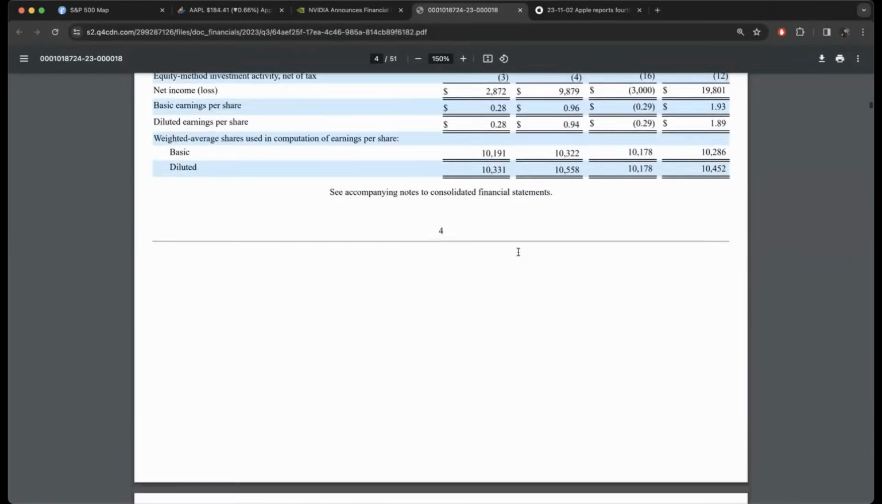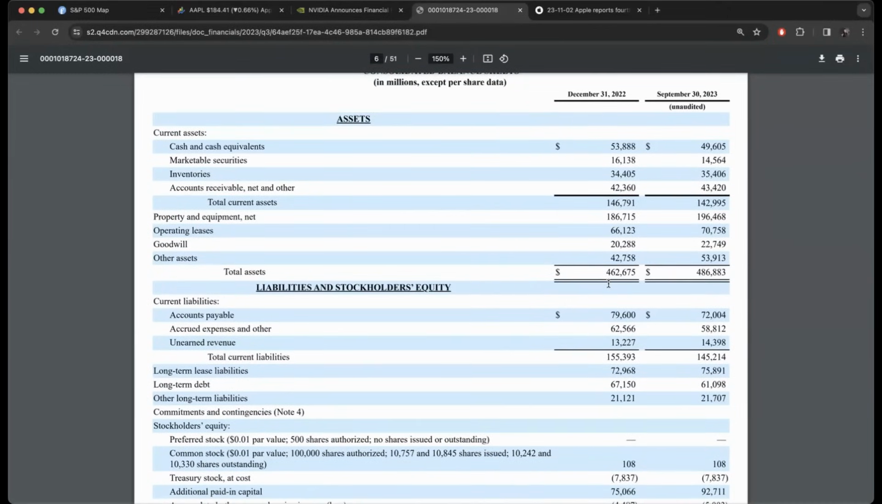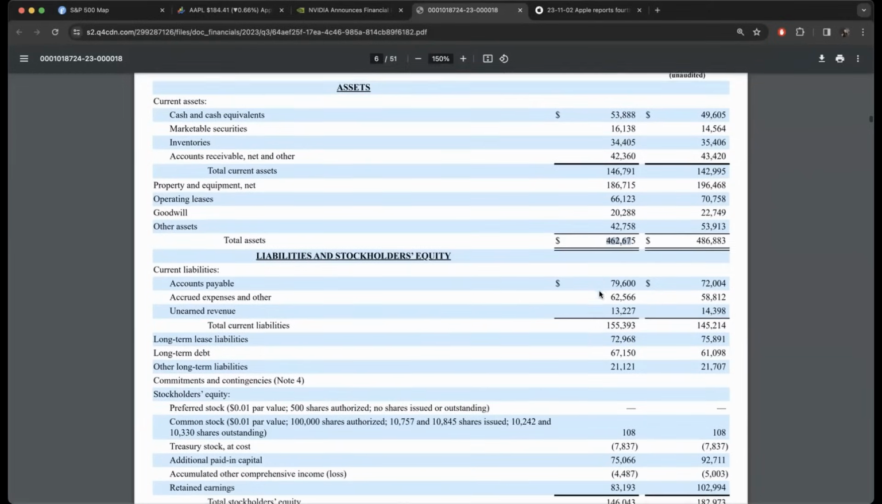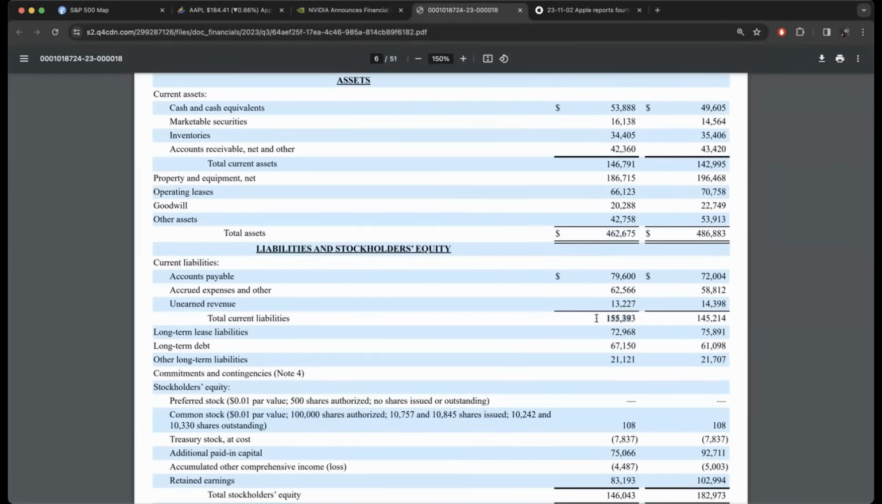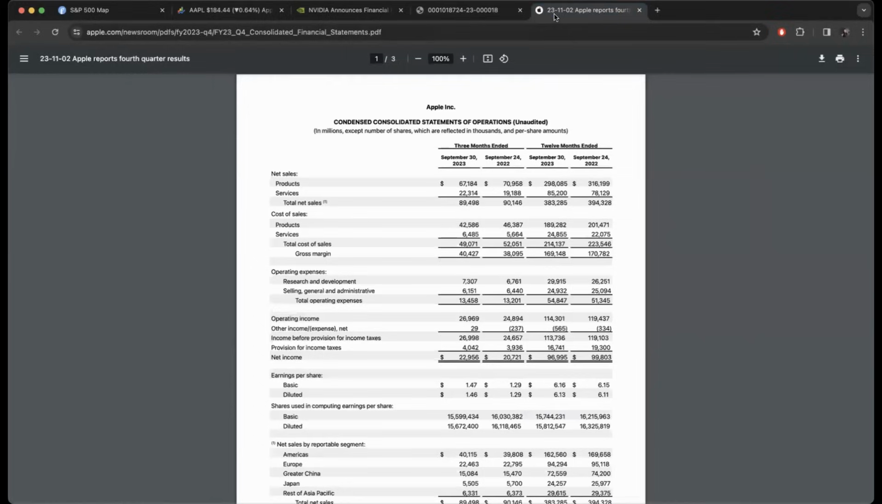These are staggering, staggering numbers. And unlike many of the big tech companies, if we scroll down and take a look at their assets, Amazon has one of the best balance sheets, even above Apple, with $462 billion in assets and basically only $155 billion in total current liabilities. A very, very resilient balance sheet and a lot of cash. They have damn near $53 billion in cash, which is pretty amazing in and of itself.